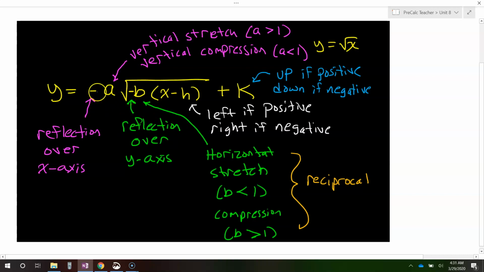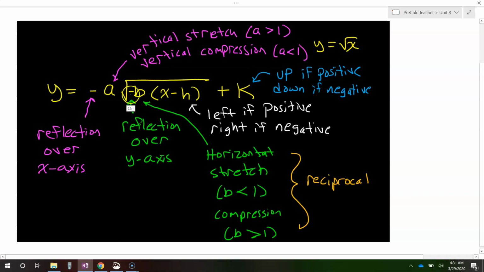So first of all, if there is a negative sign in the very front, that's going to be a reflection over the x-axis. Now the a value controls whether or not you're going to have a vertical stretch or a vertical compression. Ignoring the negative sign, if the a value is bigger than 1, then you've got a vertical stretch. If the a value is less than 1, then it is a compression or shrink.